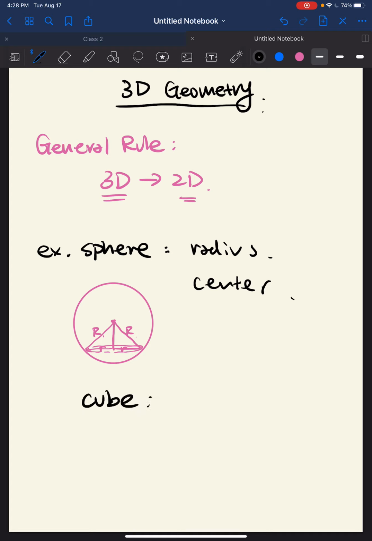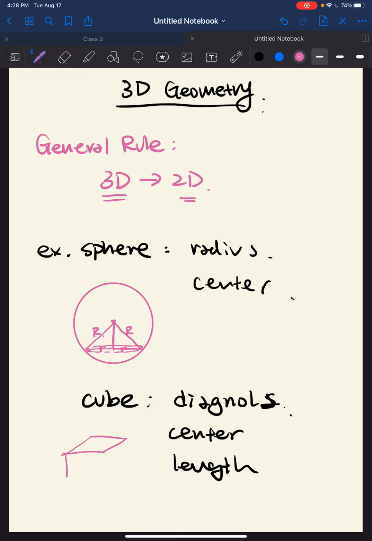Another one is cube. We can pay attention to the diagonals, its center, and length. So for example, if this is a cube, we can pay more attention to these diagonals. So these ones, these ones, these ones, these ones, and these ones. It might be very ugly in this diagram.